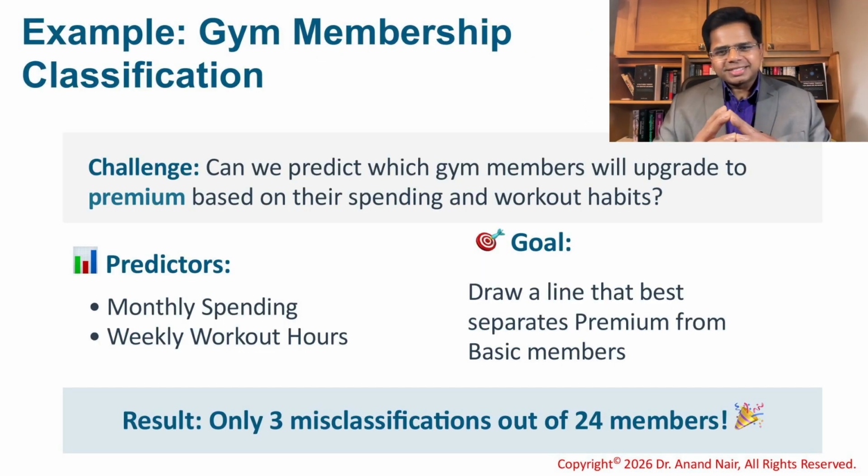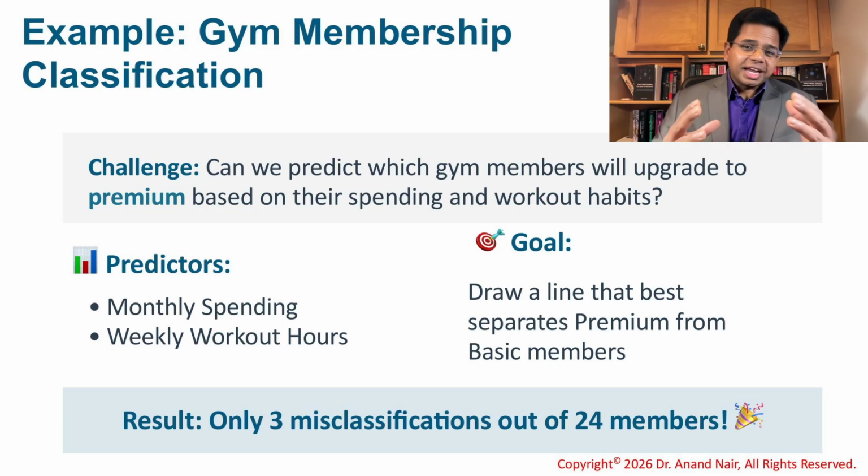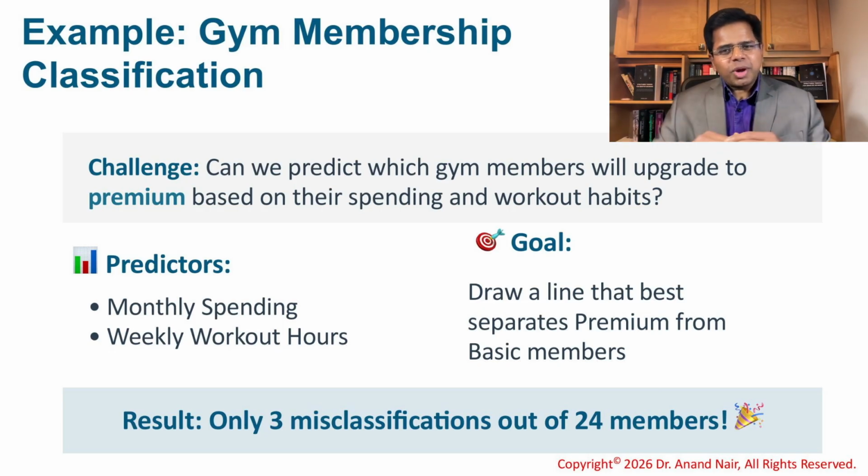Here's our first example, and it's delightfully simple. A gym wants to figure out who's likely to splurge on that premium membership. You know, the one that comes with towel service, and maybe a personal trainer who judges you slightly less. We've got 24 members, half premium and half basic, and we're looking at how much they spend monthly and how many hours they work out. The magic happens when we draw a line through this data. Think of it like drawing a boundary between definitely upgrading and happy with basic, thanks. The discriminant analysis nailed it with only 3 mistakes out of 24. That's an 87.5% accuracy rate, which is better than my success rate at actually going to the gym.